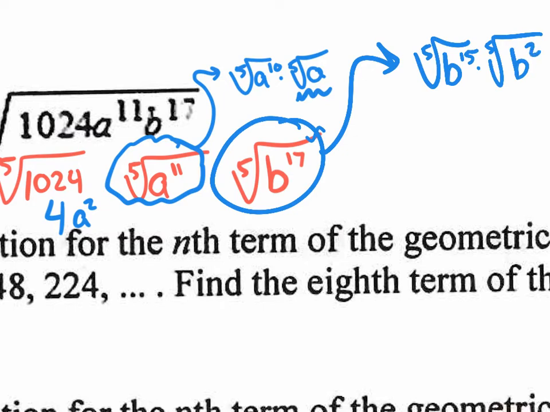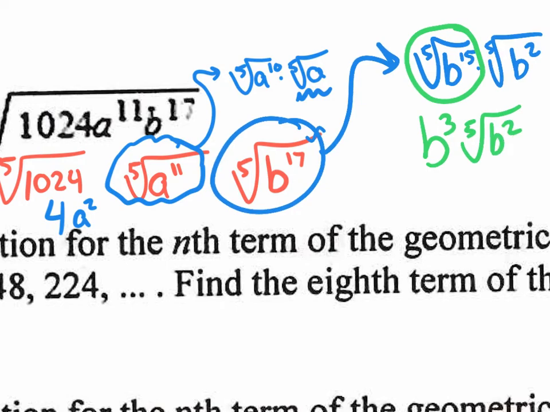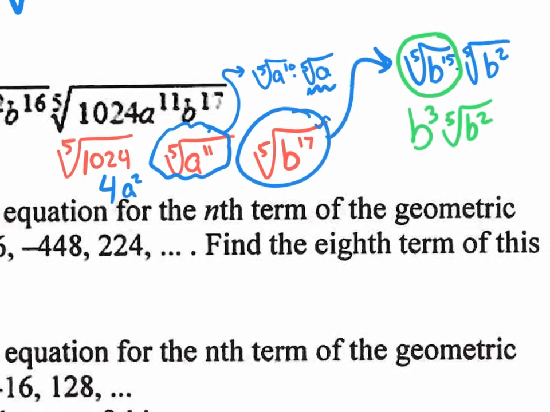Anyhow, what is the fifth root of b to the 15th? That is b to the third, no more fifth root. And the other one, the fifth root of b squared, is just going to stay the fifth root of b squared. So our answer is going to be what we have first on the outside.